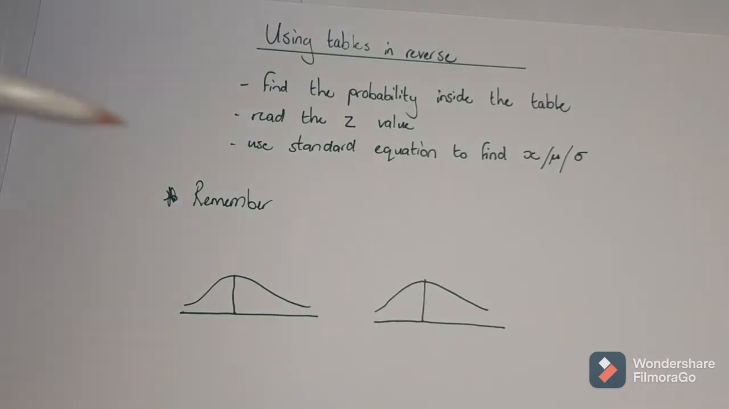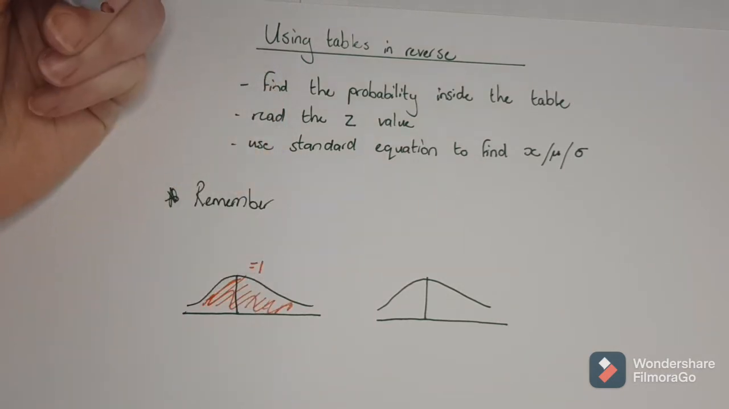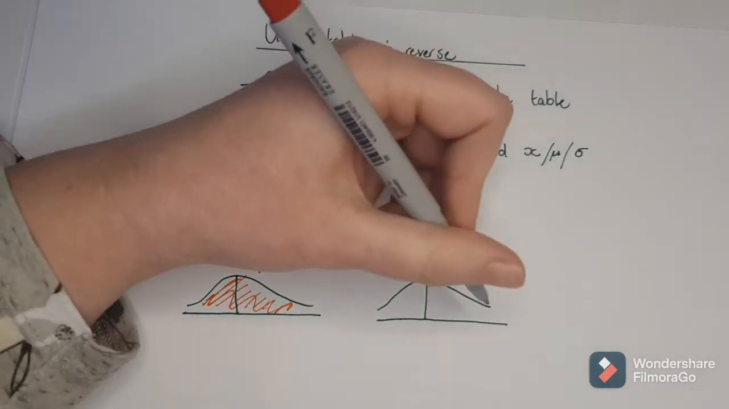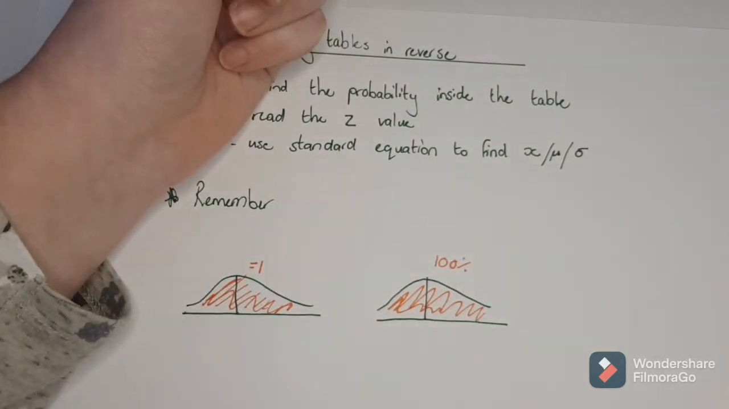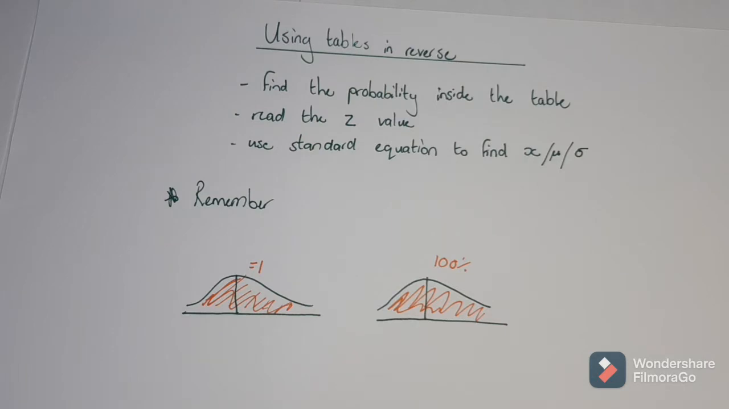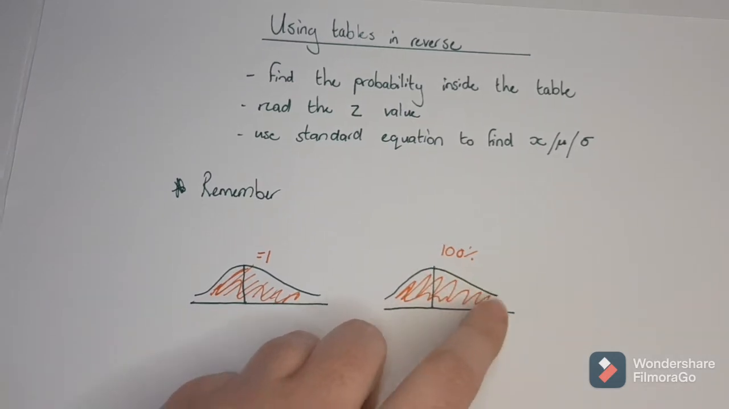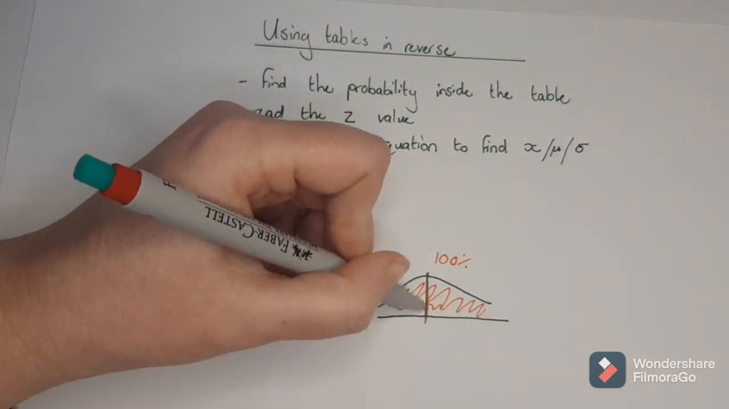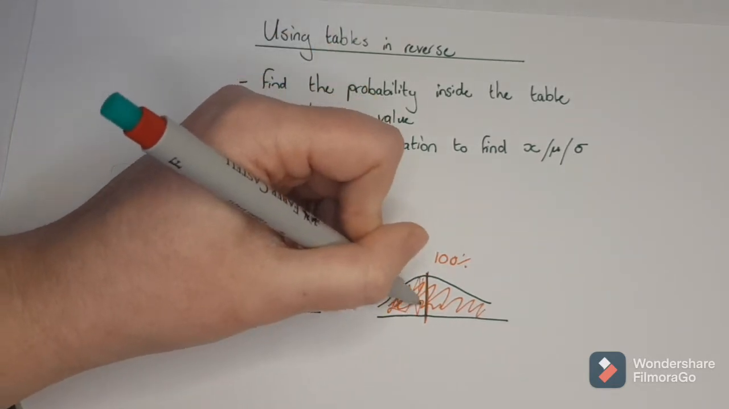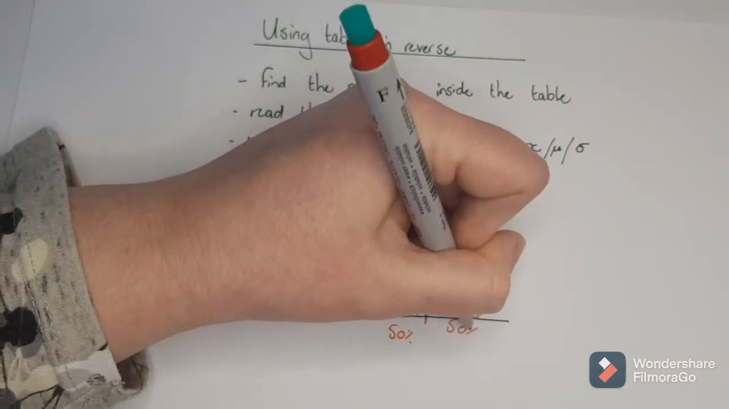Remember the area under the curve, all of that area is equal to 1, which is the same as saying that all of this is 100% of the curve. Because remember, our probability can be the percentage chance that something happens. So when we're looking at percent, it's the same thing. There's 100% in here, and it's split in the middle by the mean. So on this side there is 50%, and on this side there is 50%.